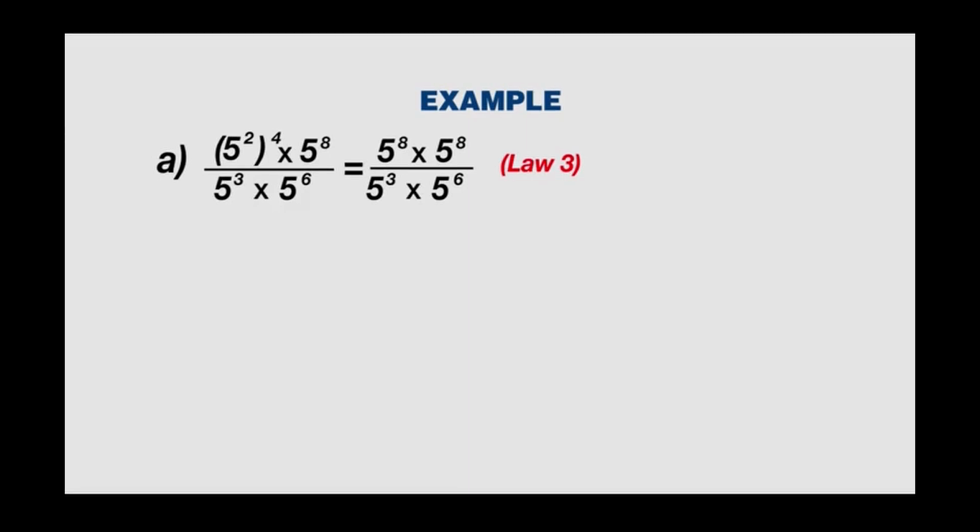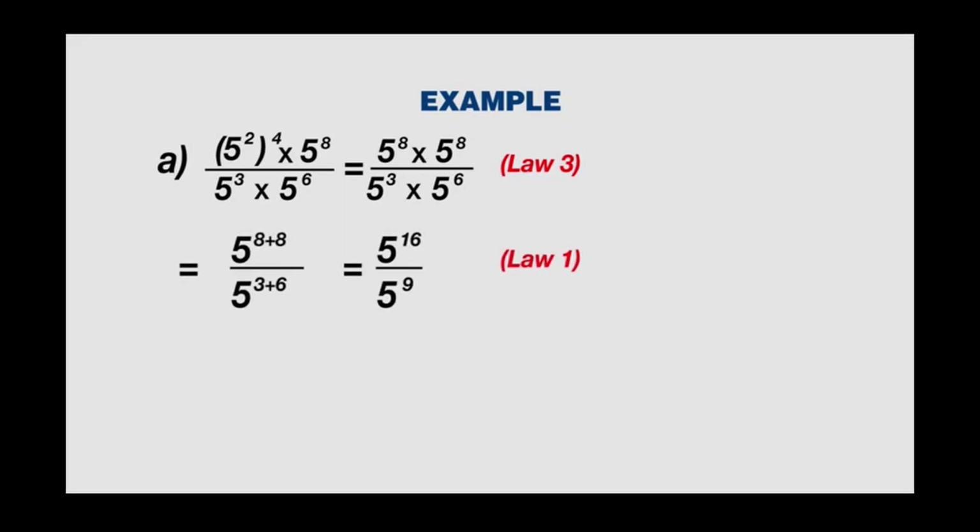So the question changes to 5 raised to the power 8 times 5 raised to the power 8 in the numerator. And then in the denominator, we have 5 raised to the power 3 times 5 raised to the power 6. Now we'll use the law of multiplication for the numerator and then for the denominator. That gives us 5 raised to the power 8 plus 8 divided by 5 raised to the power 3 plus 6. Now simplifying further, we'll get 5 raised to the power 16 divided by 5 raised to the power 9. Now we are going to use the law for division. So we get 5 raised to the power 16 minus 9. And our final answer is 5 raised to the power 7.